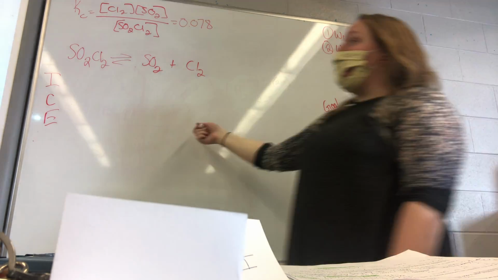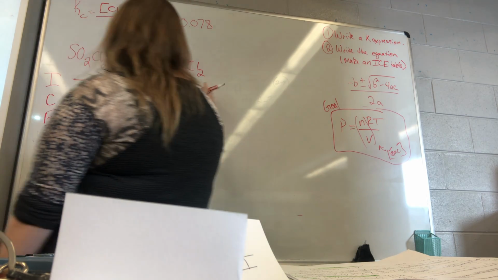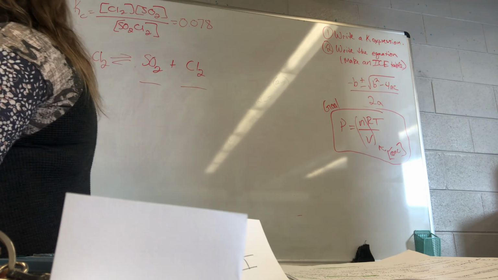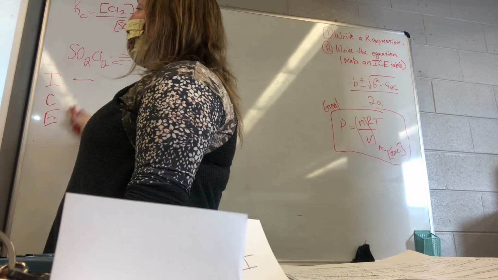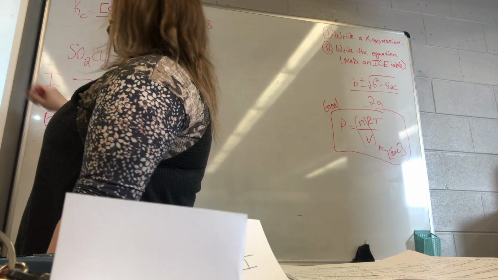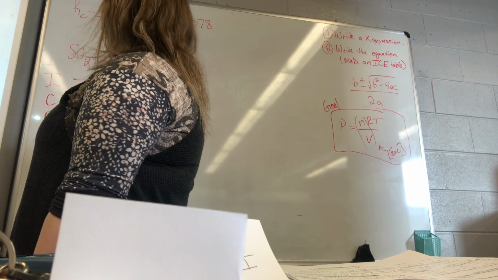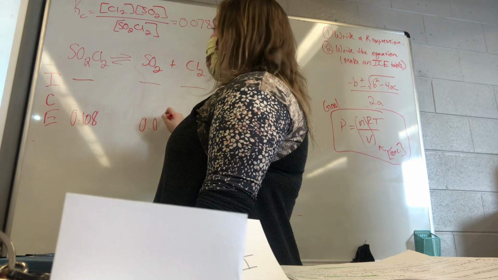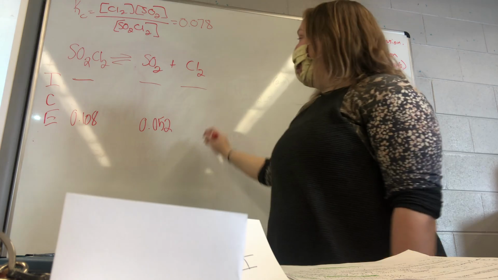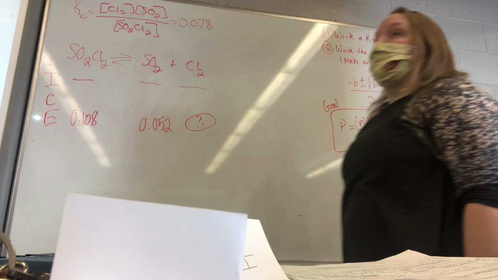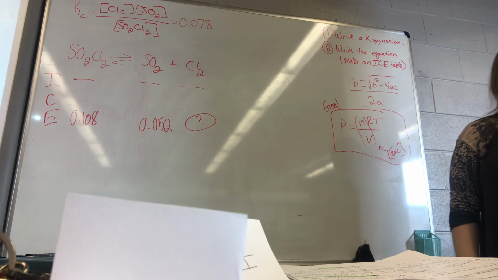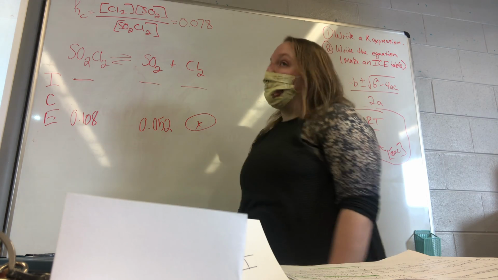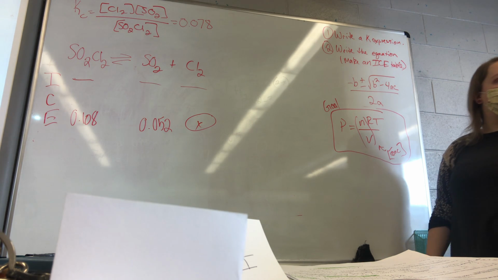Okay, let's fill in what we know. We weren't given initial anything, right? We were given molar amounts of SO2Cl2 at equilibrium and SO2 at equilibrium. We don't know what Cl2 is. Anytime we don't know what something is, just put an X in. You're making an algebraic equation.